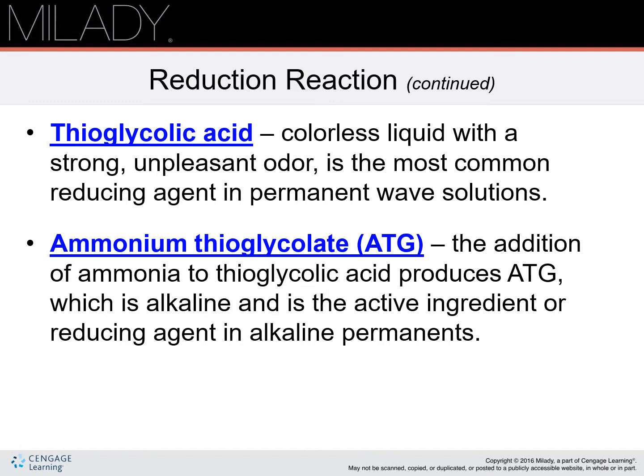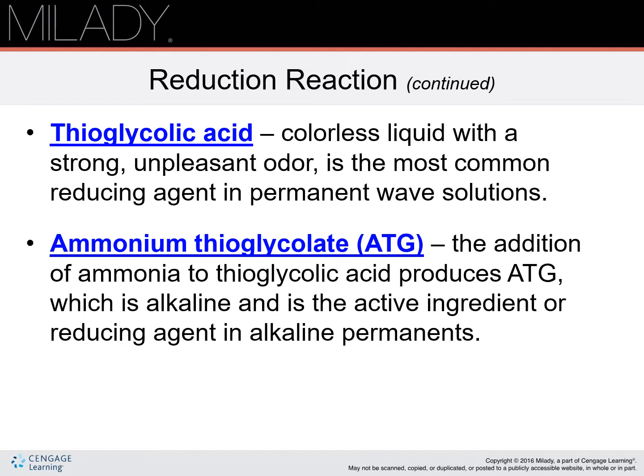So reducing agents. Reducing agents commonly are referred to as THIO. THIO is used in permanent wave solutions. It contains thioglycolic acid, which is a particular group of compounds, along with carboxylic acid. Thioglycolic acid is a colorless liquid with a strong, unpleasant odor. It is the most common reducing agent in permanent wave solutions. So that is what you smell from a perm, that thioglycolic acid.